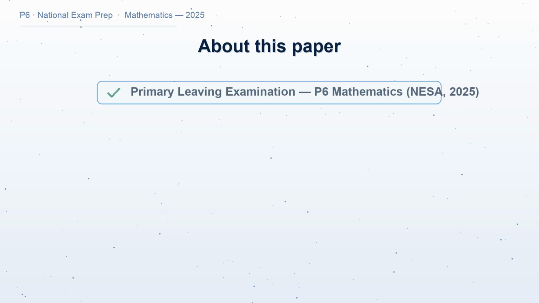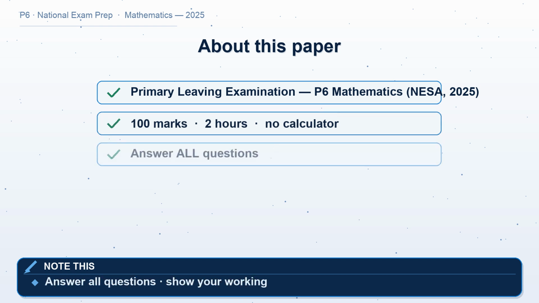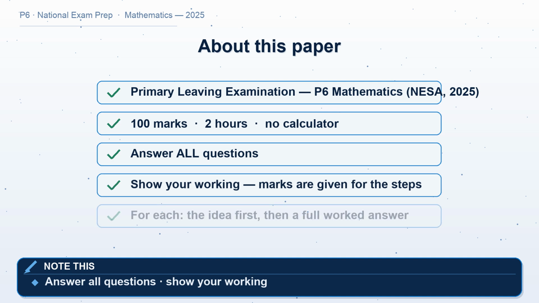First, a quick look at the paper. It carries 100 marks over 2 hours and no calculator is allowed. You answer every question. And remember, you earn marks for showing your working, not only for the final answer. So let's learn a clear method for each one.